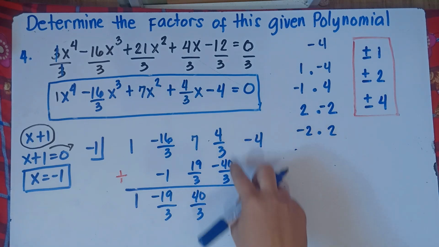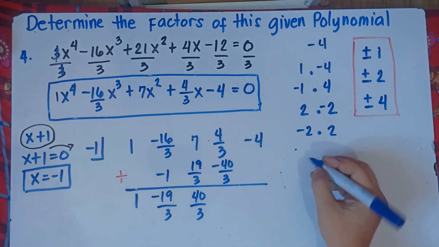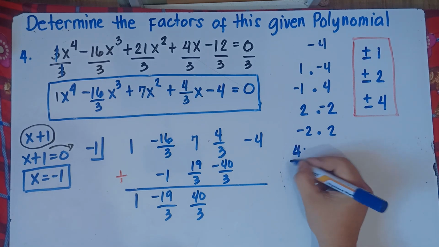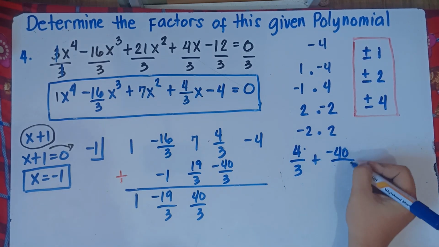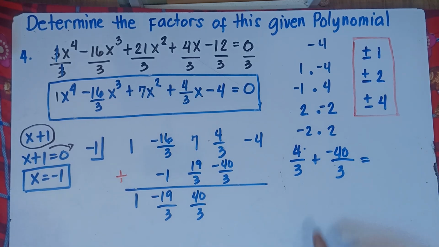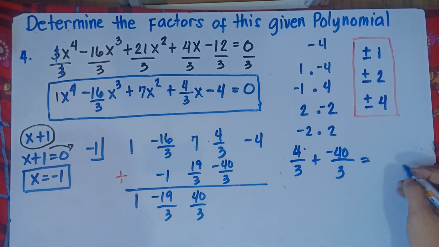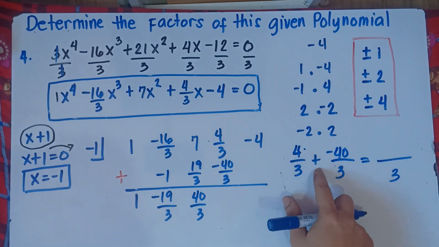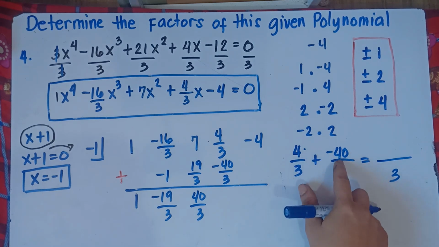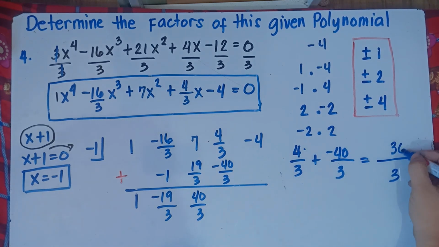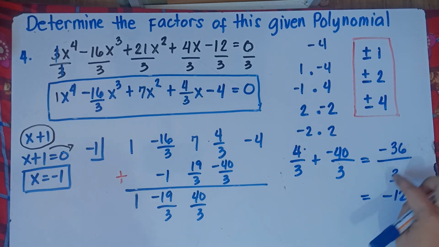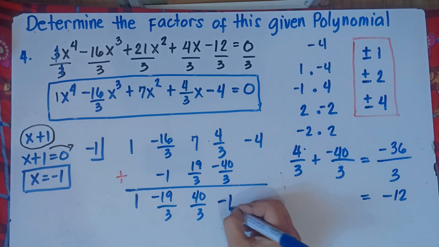Alright, and then you combine 4 over 3 plus negative 40 over 3. If they have the same denominators, you copy denominator 3. Then 4 plus negative 40. If the signs are not the same, you subtract 40 minus 4, that is 36. Copy the sign of the larger number, so negative 36. And negative 36 divided by 3, that's negative 12. Negative divided by positive is negative. 36 divided by 3, that's 12. So this is negative 12.